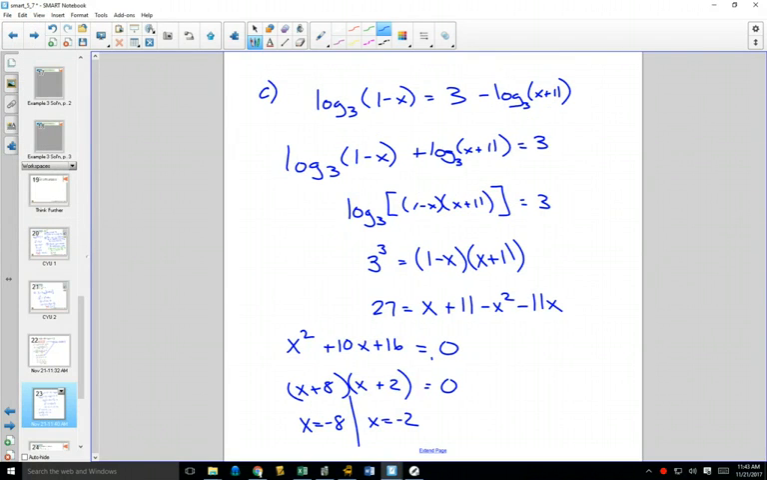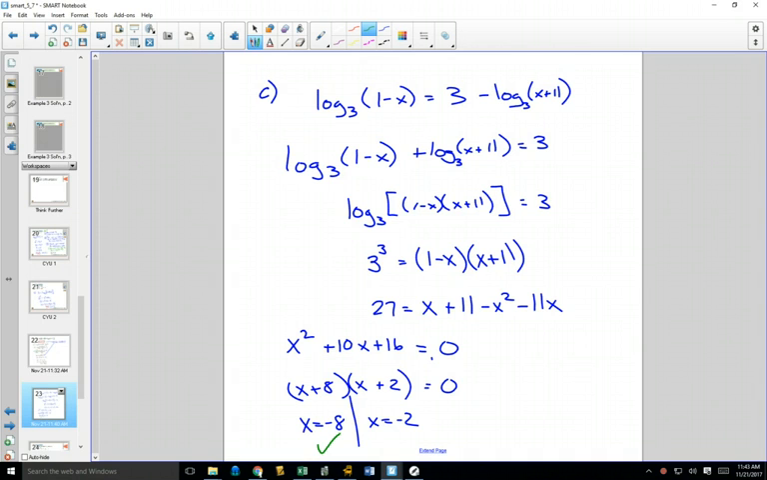Zoom it so we can see the entire page. Let's plug negative 8 back into our original equation. Your gut feeling so far has been every negative number doesn't work. What happens when I plug in negative 8 into here? 1 minus negative 8 is 9. That's okay. What about on this one? Negative 8 plus 11? Positive 3. It works.